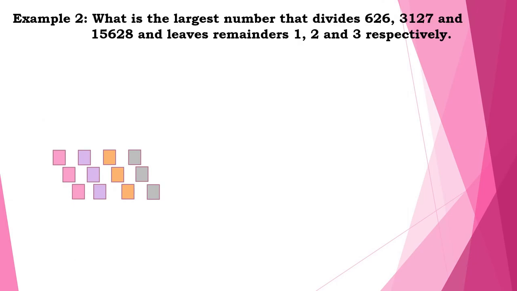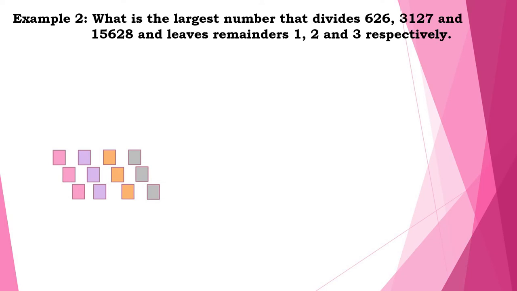What is the largest number that divides 626, 3127 and 15,628 and leaves remainders 1, 2, 3 respectively? Now see students, we have to find a number which divides these 3 numbers. Okay, so we already know that a factor is the number which divides. Okay, and the largest number we have to find out. So we have to find the highest common factor.